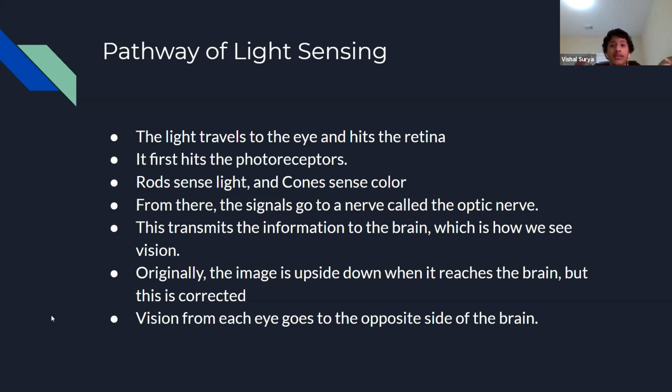So from there, the signals from your photoreceptors go to a nerve called the optic nerve. Optic has to relate to eyes because optic means eye. So they all go to the optic nerve. Then from the optic nerve, this transmits the information to the brain, which is how we see the vision. Originally, the image is actually upside down when it first reaches the brain, but then that is eventually corrected.